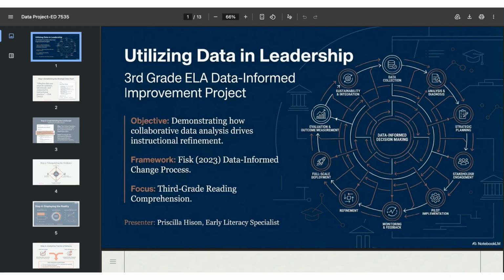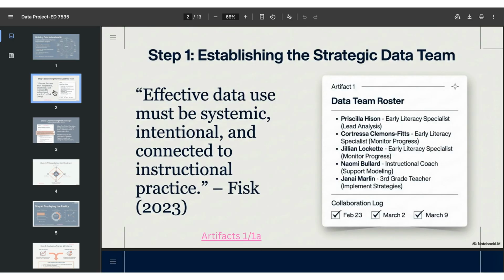What you see in this particular visual is the 10-step model graphic from FIS. In alignment with step one of the FIS 2023 model, a strategic data team was established. Those members included the third grade teacher, their instructional coach, the early literacy specialist, and also myself. Each stakeholder was selected intentionally to ensure classroom insight, instructional alignment, and administrative support. Artifacts included in this presentation are the data team roster, sign in sheets, and the meeting minutes.